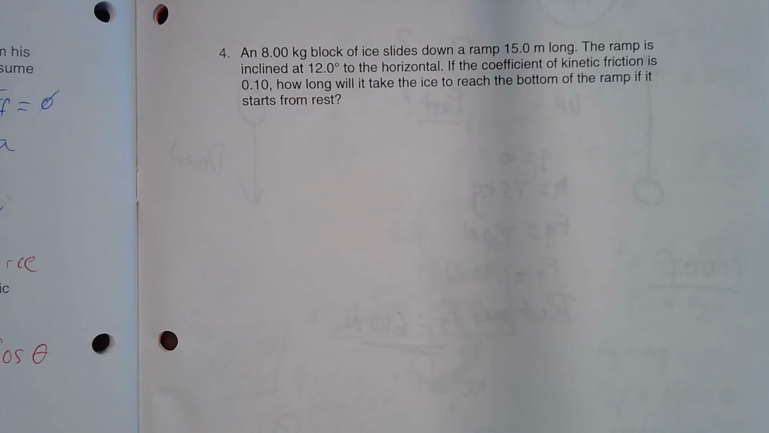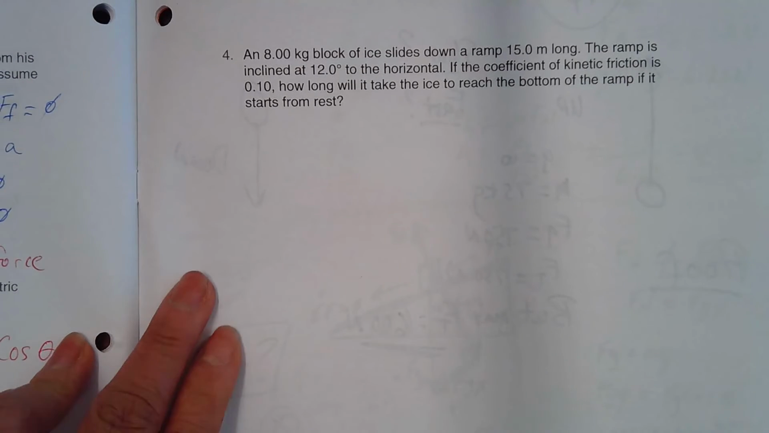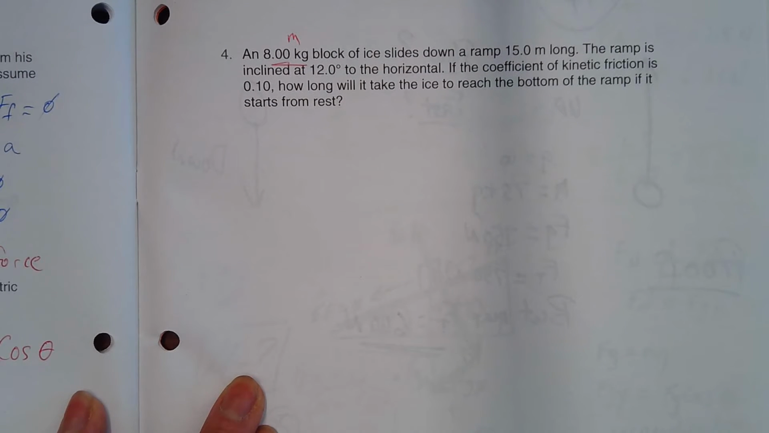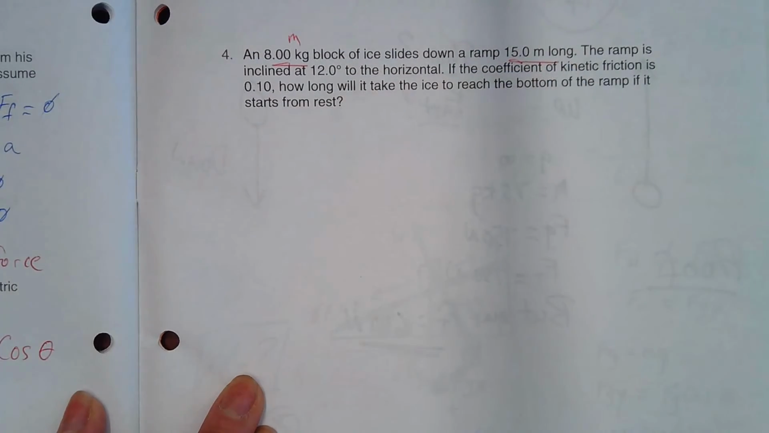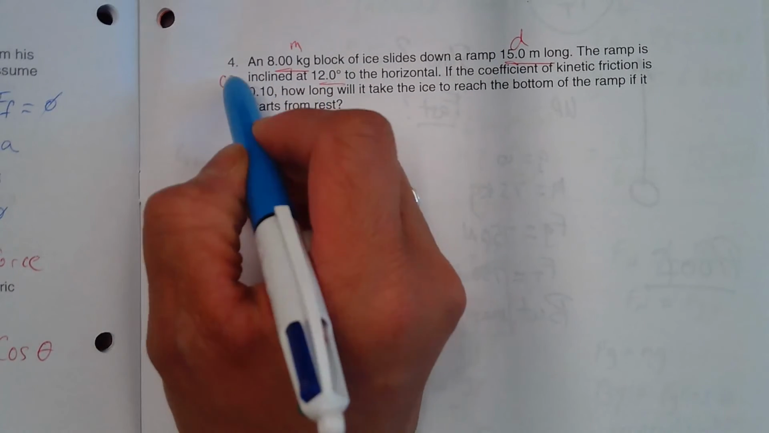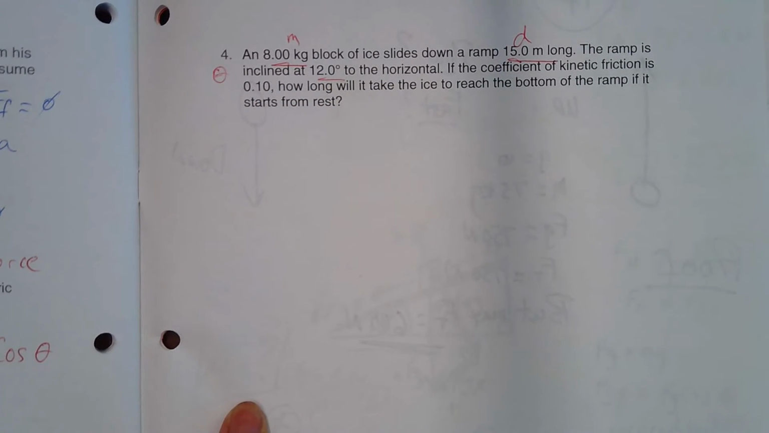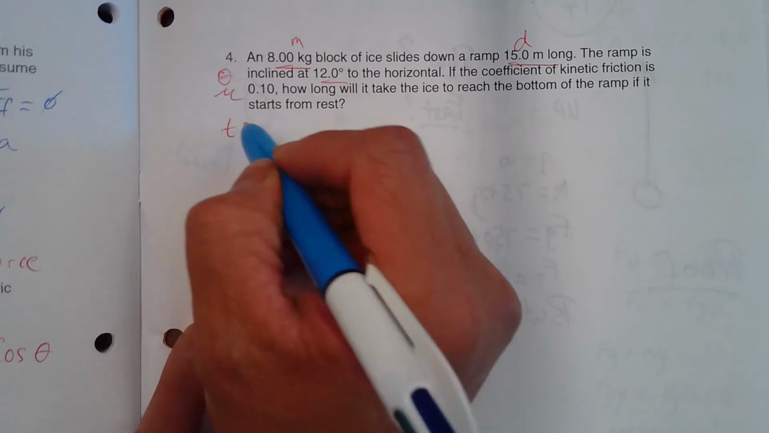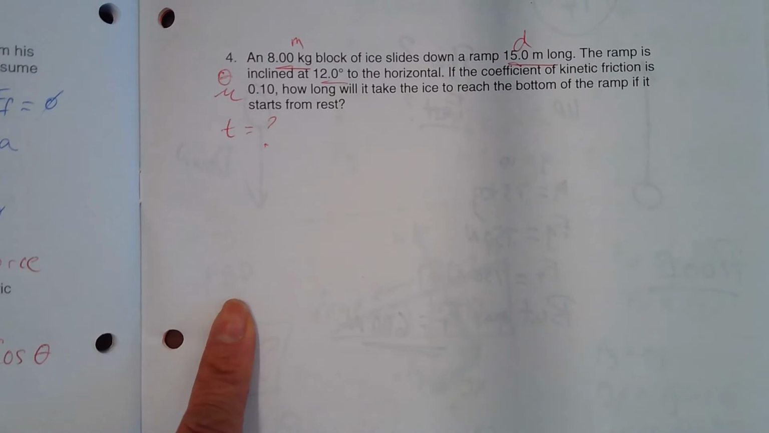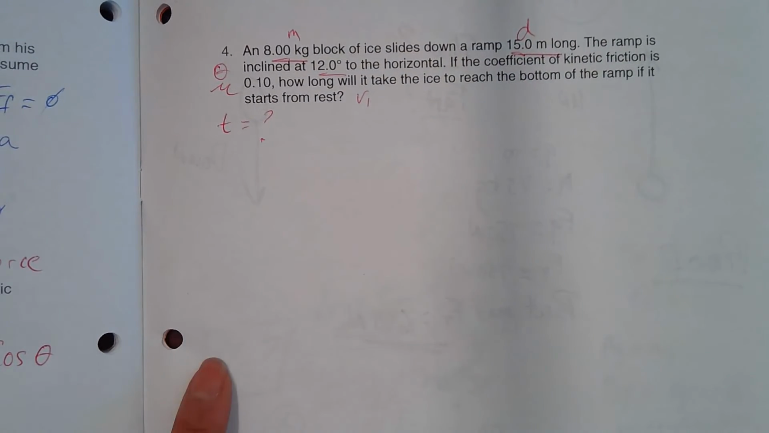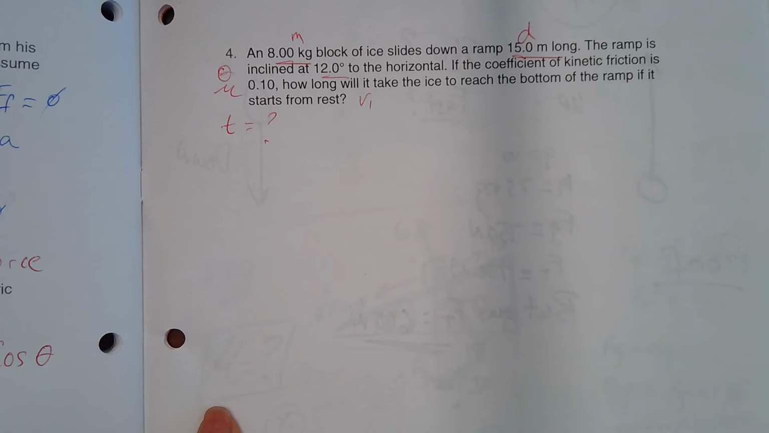As you read the question, as always, your strategy is to identify what you know. You've got the mass, so I put M there. It slides down a ramp 15 meters long, so that's the distance. The ramp is inclined at 12 degrees, so we have the angle. If the coefficient of kinetic friction is given, you know the mu. How long will it take? So I'm looking for time. If it starts from rest, that's V1 equals 0. Those are the things that we know, and it helps the brain prepare for all the things you need to find if you have it right in front of you.